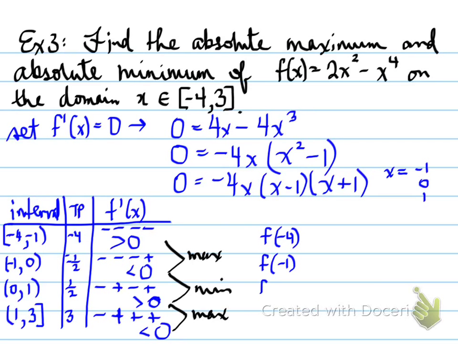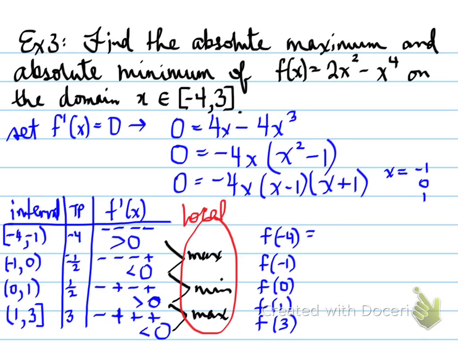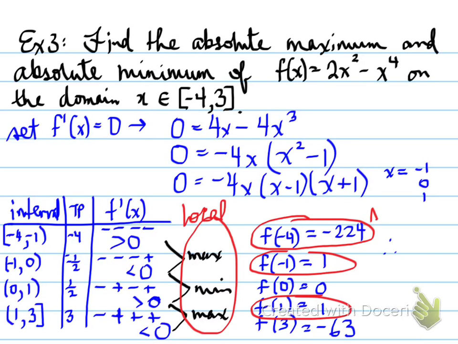So I know I need the endpoints plus the points where the first derivative is equal to 0 and determine the values. Here we have our local max and mins. We need to determine the absolute max and mins.